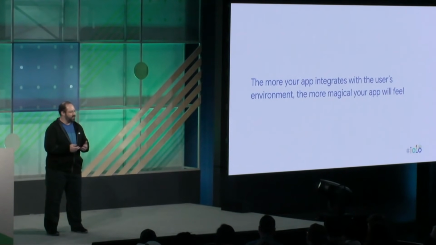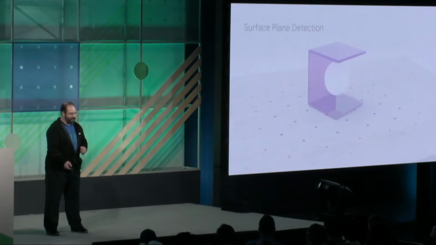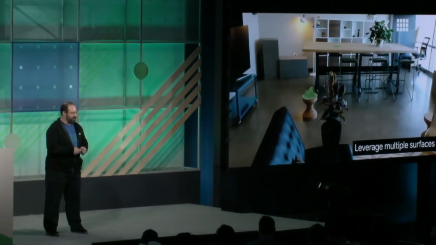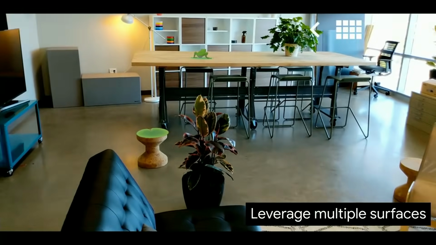And what we found is the more your app integrates with the user's environment, really the more magical your app is going to feel. So let's look through a few examples here. First, for surface plane detection, a lot of AR apps currently only use one surface. Say you're playing a game, a game board will appear on a surface. What we found is, there's really no reason that you have to use one surface. You could use all of the detected surfaces.